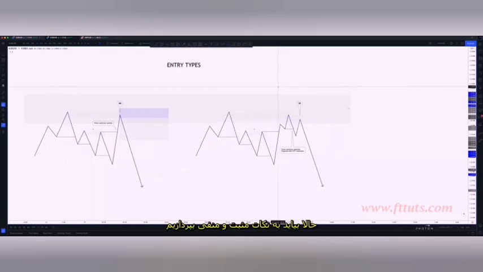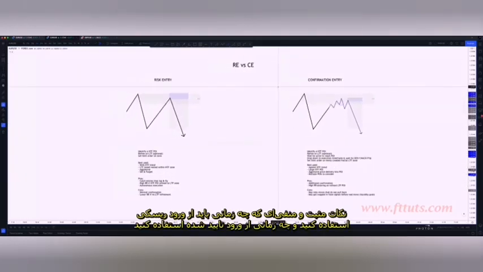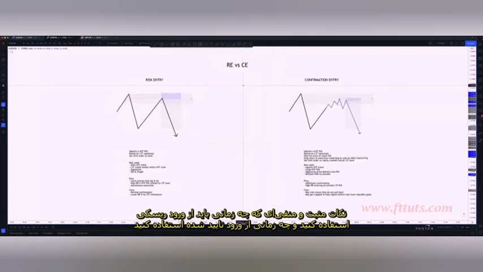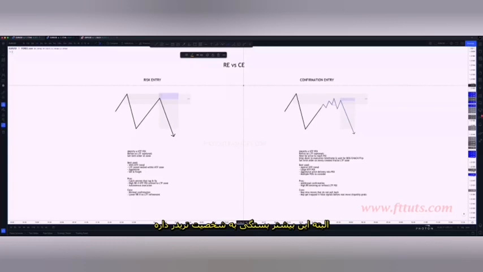Okay. So then let's take a look at essentially the pros and cons between when to use a risk entry and when you may want to use a confirmation entry. Now, I'm just laying this out here for you guys to think about. It's going to be different for every trader. Some people may only want to use confirmation entries. Others may pretty much only use risk entries. Some may use a combination of both, depending on different factors.